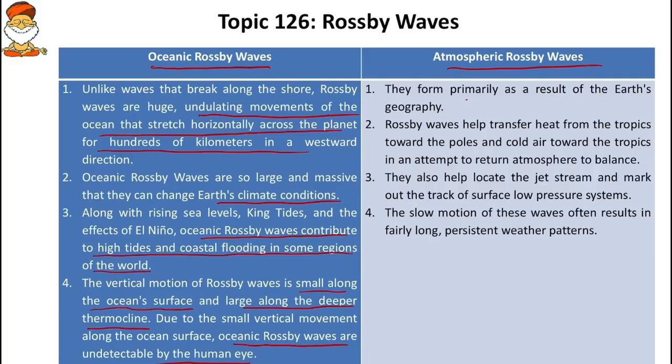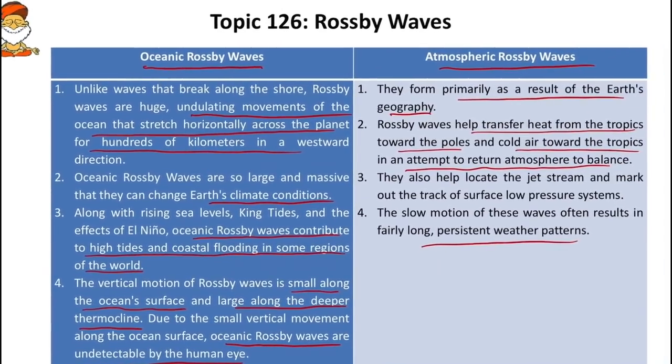When it comes to atmospheric Rossby waves, they form primarily as the result of the Earth's geography, and they help transfer heat from the tropics towards the poles and cold air towards the tropics in an attempt to return the atmosphere to balance. They also help locate the jet stream and mark out the track of surface low temperature systems. The slow motion of these waves often results in fairly long and persistent weather patterns. So the influence that these Rossby waves have on the weather and climatic conditions of the earth is very important.